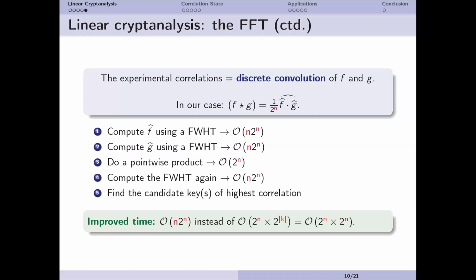And the fast Walsh-Hadamard transform algorithm does this in time n times 2 to the n. So now the total time to compute all the correlations is only n times 2 to the n, instead of, well, the previous one, the naive one, was going to be 2 to the 2n. That's much faster.